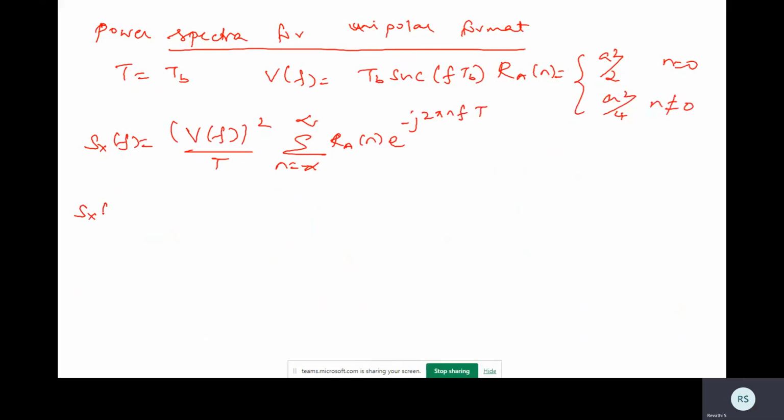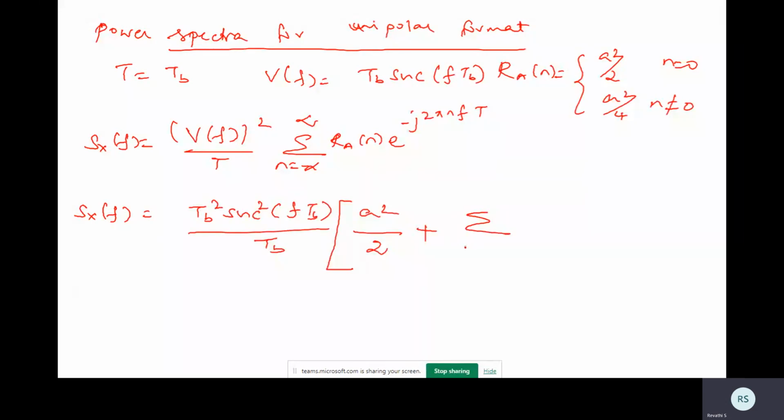So Sx of f becomes Tb sinc square of ftb times, for all the other summation n not equal to 0 alone, you get a square by 4 e power minus j 2 pi n f Tb.